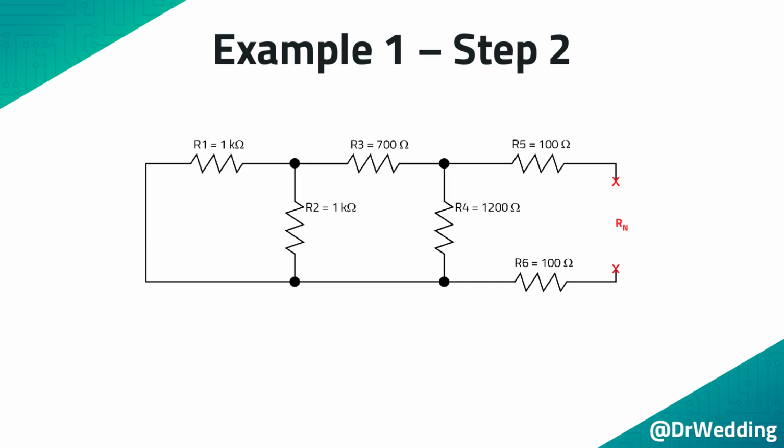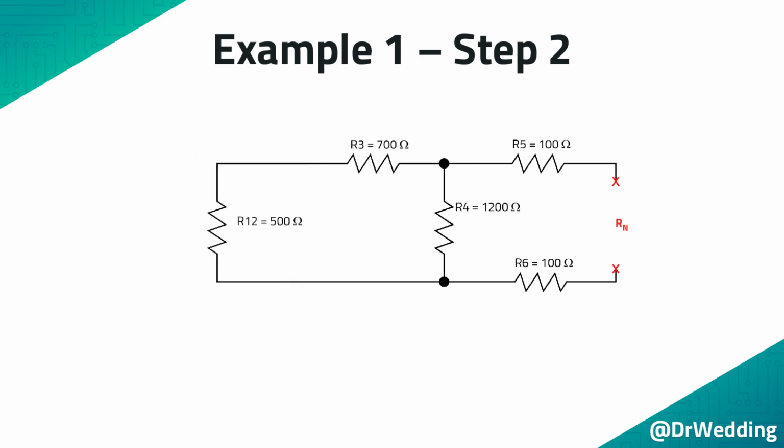Start to combine the resistors, working towards the gap that was made when the load resistor was removed. Start by combining R1 and R2. These 2 resistors are in parallel. After combining the resistors, redraw the circuit. Now combine the series resistors R1, 2, and R3. Then redraw the circuit. And then combine the parallel resistors R1, 2, 3, and R4. Then redraw the circuit.